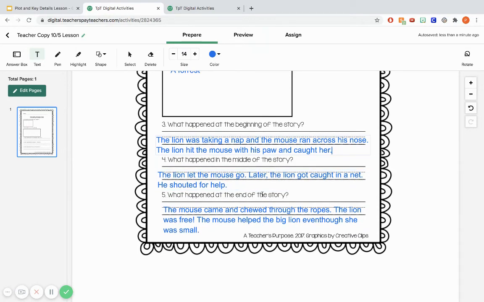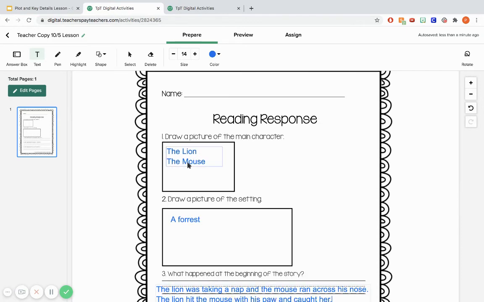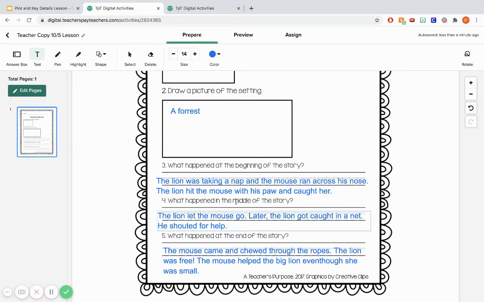The last things that happened at the end of the story, the mouse came and chewed through the ropes. The lion was free. The mouse helped the big lion even though she was small. So this is how we filled out our plot. So I'm going to write the word plot right here so we can remember. Plot includes our characters, our setting, beginning, middle, end. Those are the important things that we need to remember every time we read a fiction story.